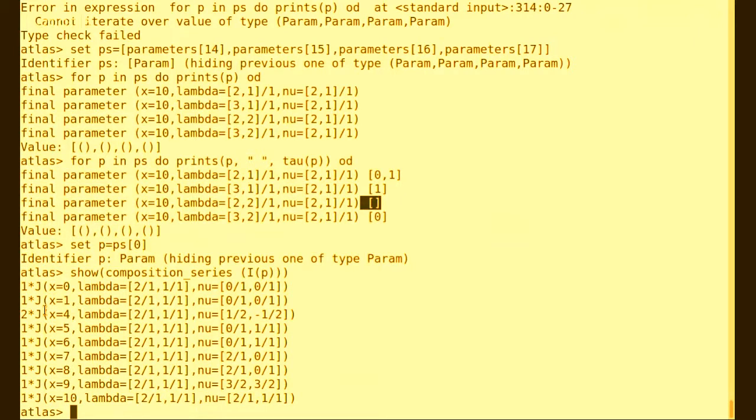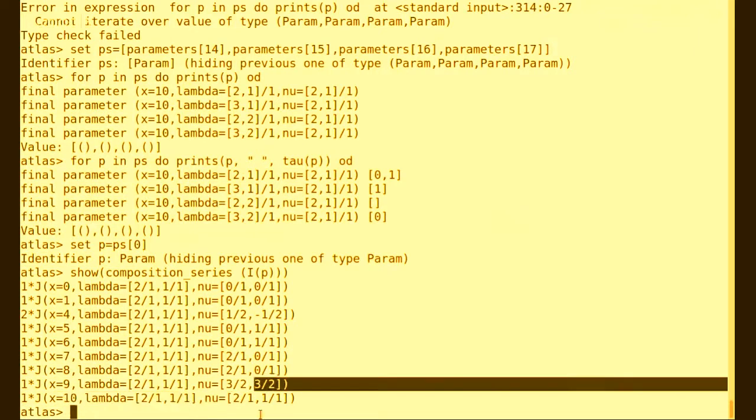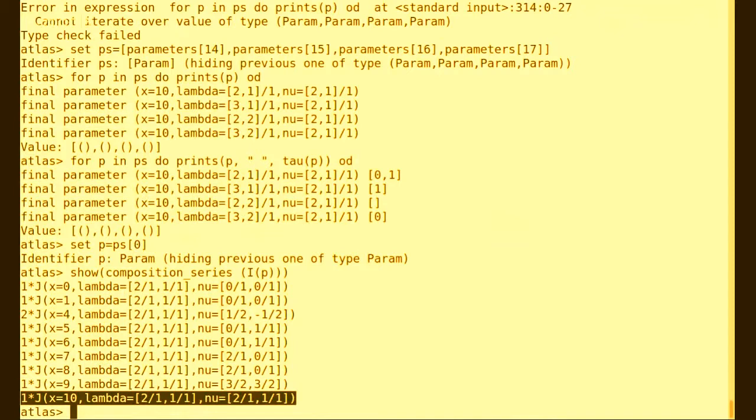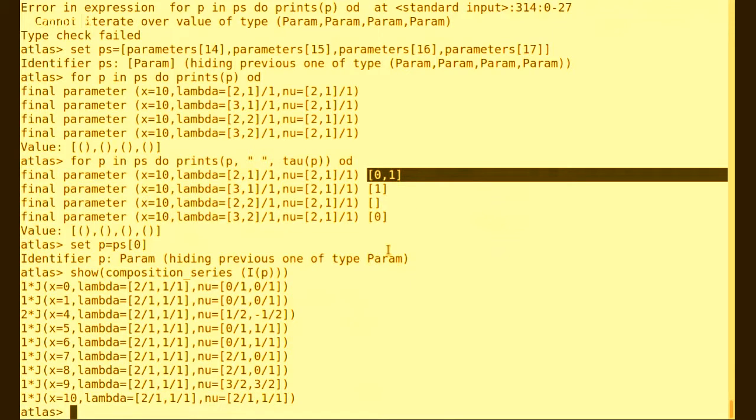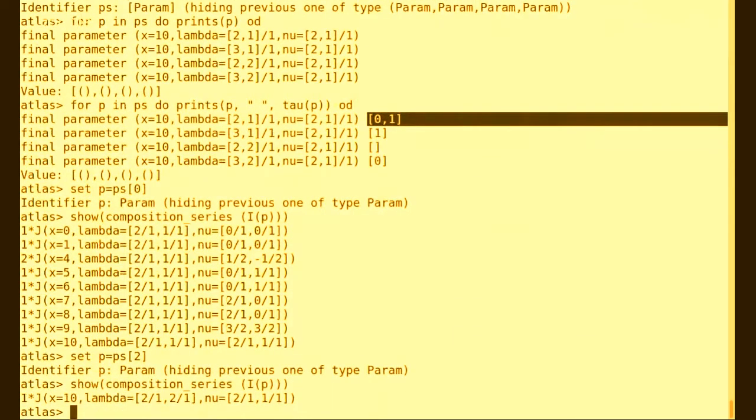And well, this is the trivial representation. This guy right here is the trivial. This is the most reducible principal series, as you could detect by its tau invariant. If I look at the other extreme, if I look at the principal series number 2, and I show its composition series, this guy is irreducible.